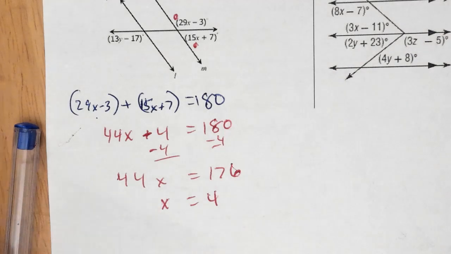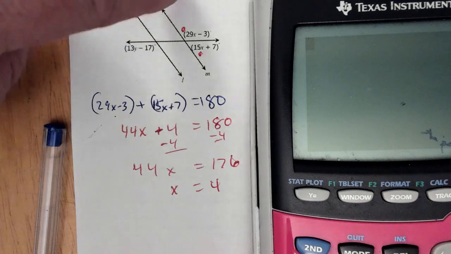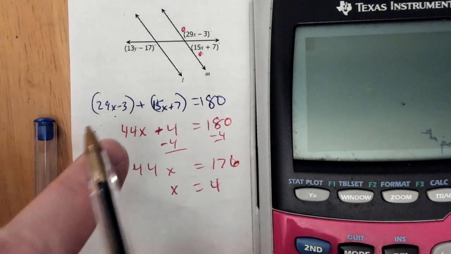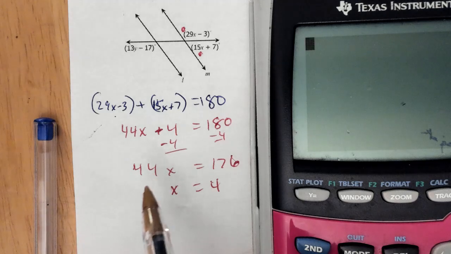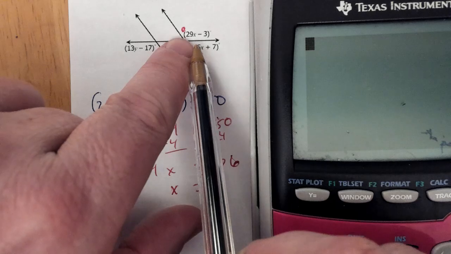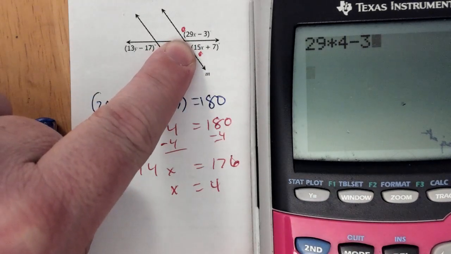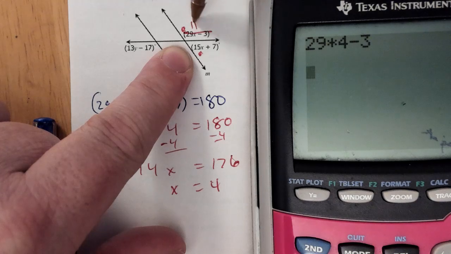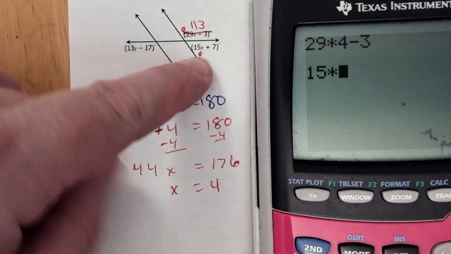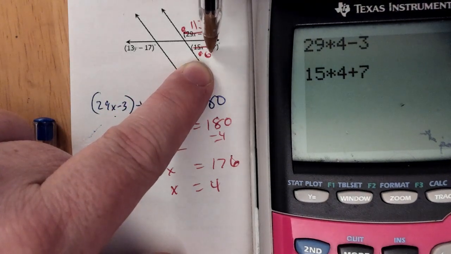So when I put this in the calculator, I'm going to show my calculator so you can see what I'm doing. I'm plugging that back into the very, very original. And I mean the original, because if you plug it into here and you made a typo, you're just building off of your mistake. I want to plug it back into the thing that they actually wrote themselves. So 29 times 4 minus 3. This right here is 113. Right here, 15 times 4 plus 7, and I pop out with 67.